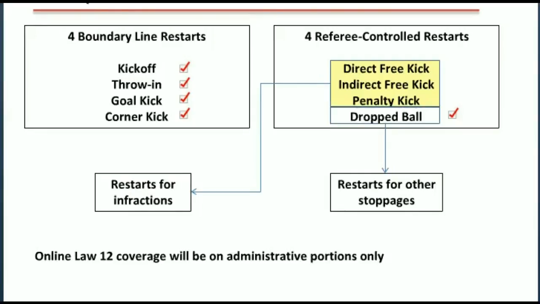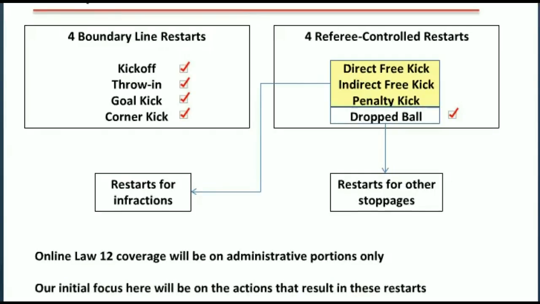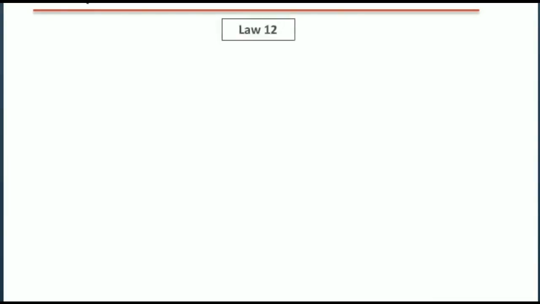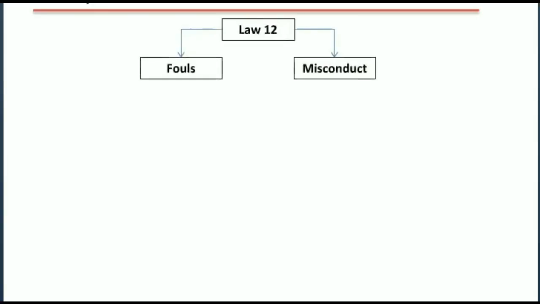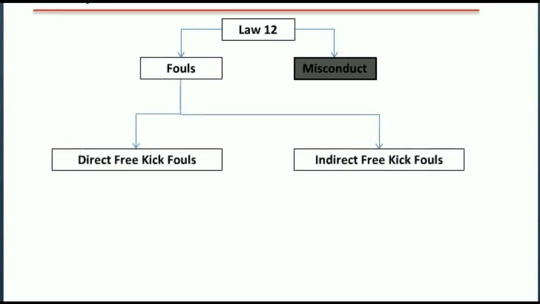Law 12 is broken down into two parts, fouls and misconduct. For the moment, we're going to focus on fouls exclusively. The fouls portion of Law 12 breaks down the infractions that players can commit that result in one of three possible restarts: direct free kicks, indirect free kicks, and penalty kicks. In truth, there are only two types of fouls that players commit: direct free kick fouls and indirect free kick fouls.